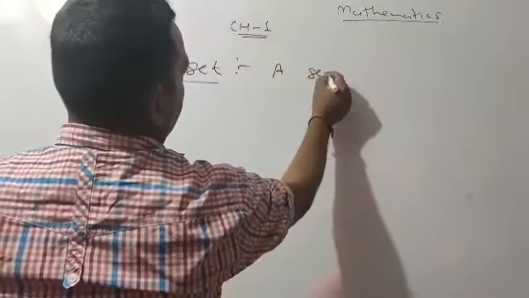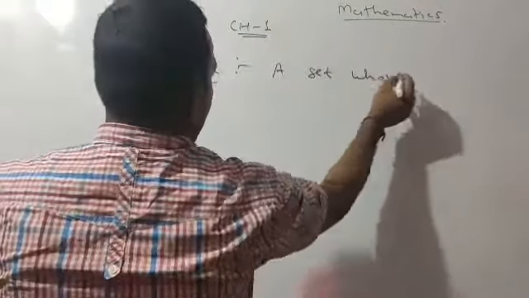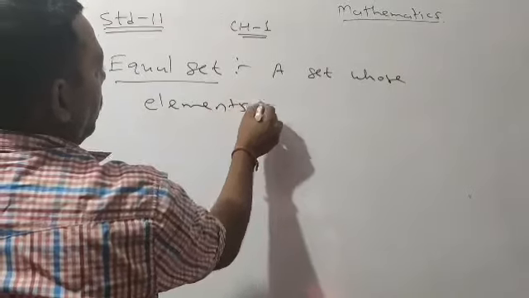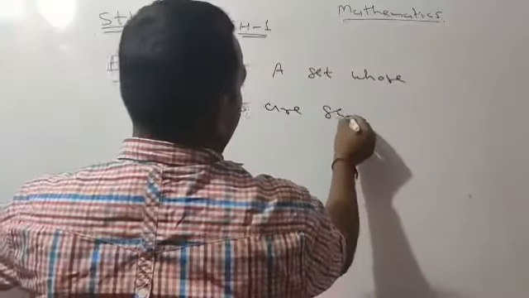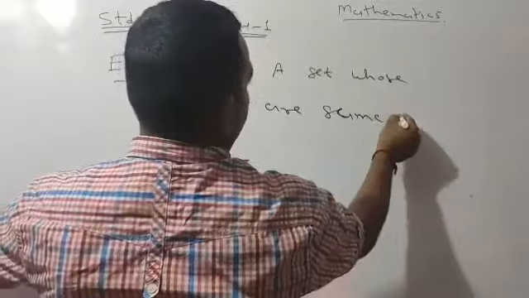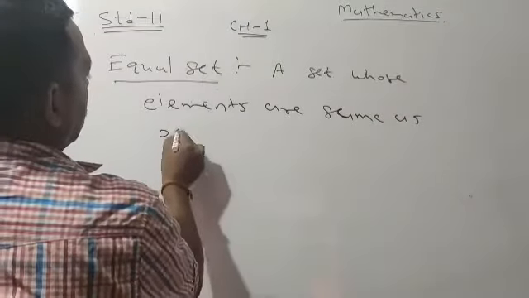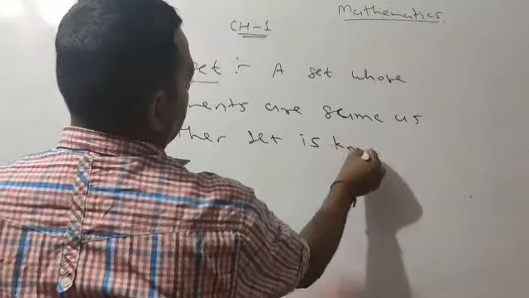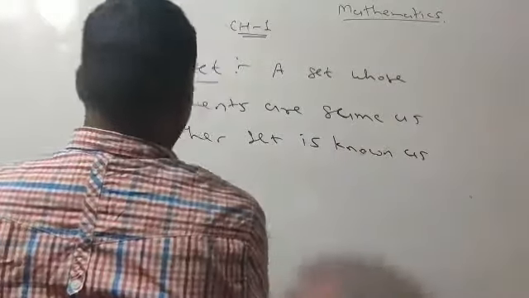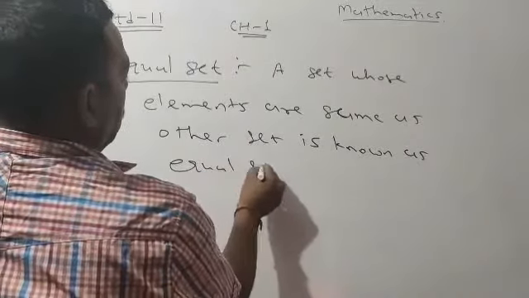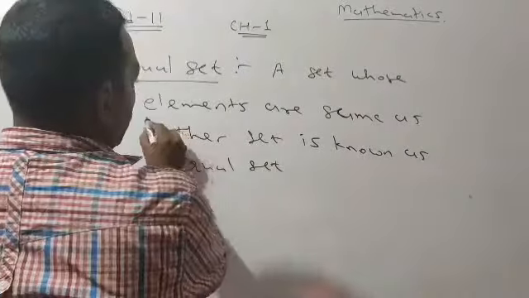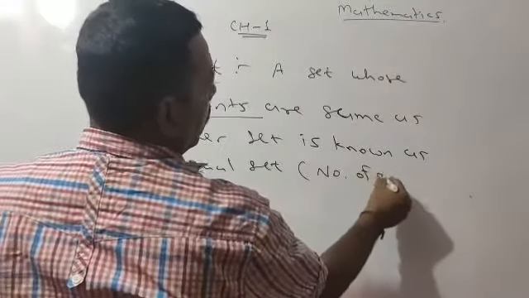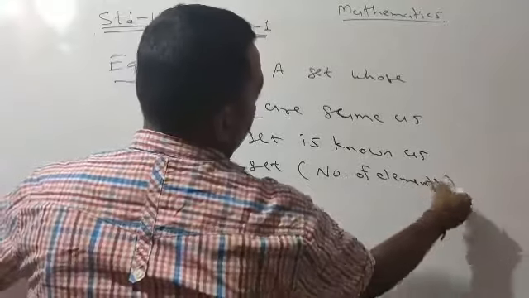A set whose elements are the same as another set is known as equal set. Not only the elements, the total number of elements is also the same.